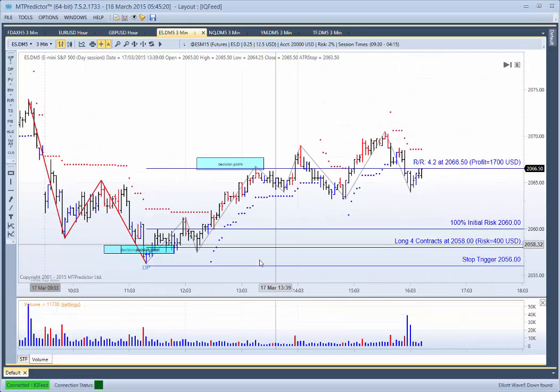So that was just a great example of one of my favorite trade setups in the MTPredictor software, which is the VSA setup. And again, the reason I like it is because it gets you in the direction of the professional money. And as you can see, that allows you to buy bottoms and sell tops very, very often indeed.